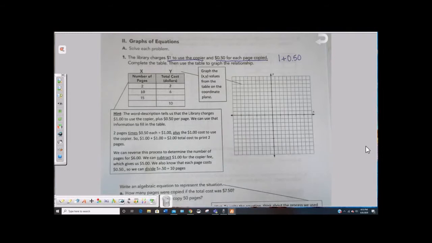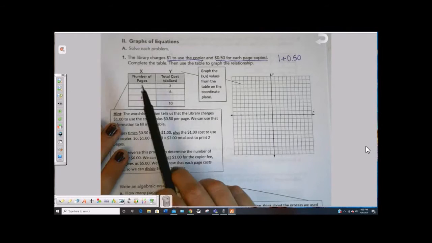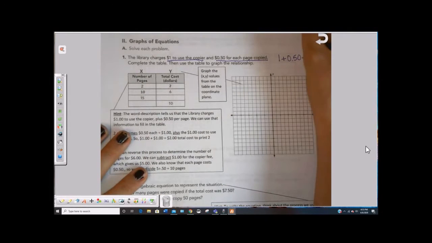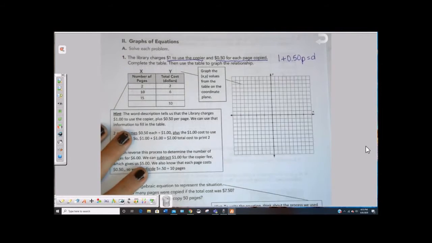So it's just multiplied. They're using P for pages, so I'm going to use P for pages. And this all equals the amount of dollars. So it's $1 plus the 50 cents for each page copied equals your total cost in dollars. Think of this as your y equals kx. Here's your k, here's your x, and here's your y.